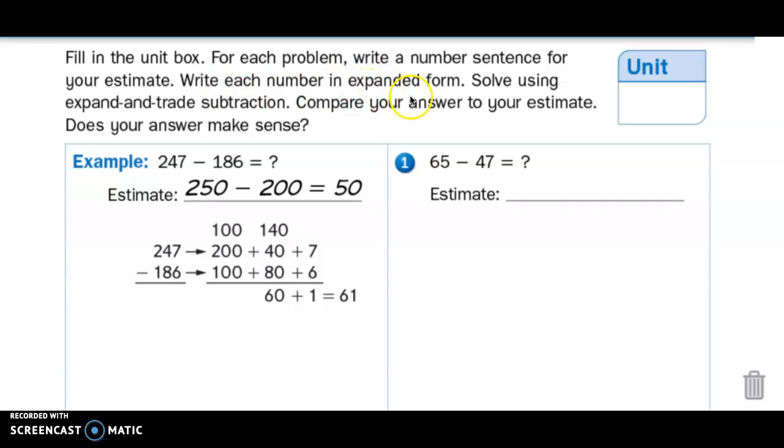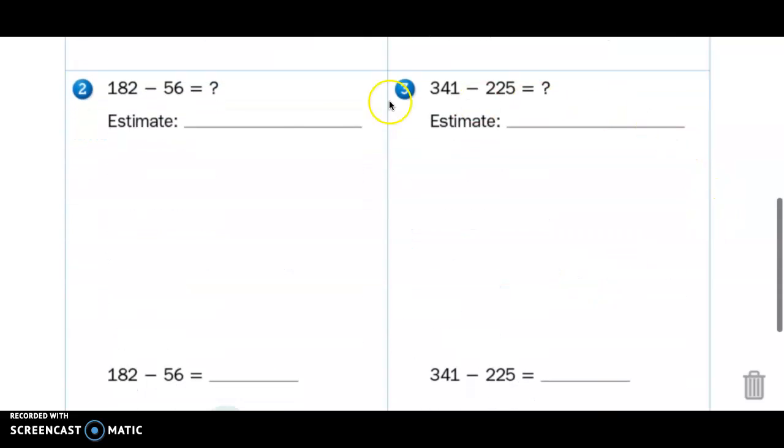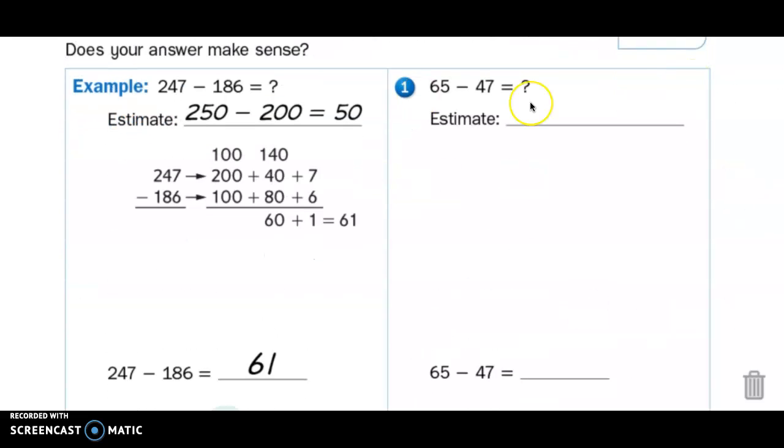Write each number in expanded form. Solve using expand and trade subtraction. Compare your answer to your estimate. Does your answer make sense? So we are going to use this strategy for just one of them, and then I want you to use this strategy how you normally subtract. This is just teaching you another way we could do it, but in the future you won't have to if this isn't the way you choose, but we're going to at least try it together.